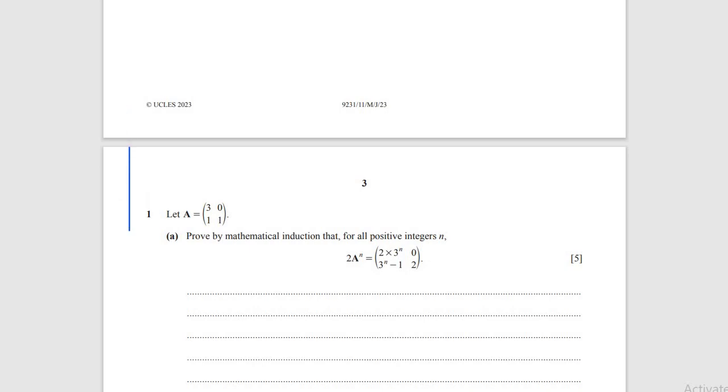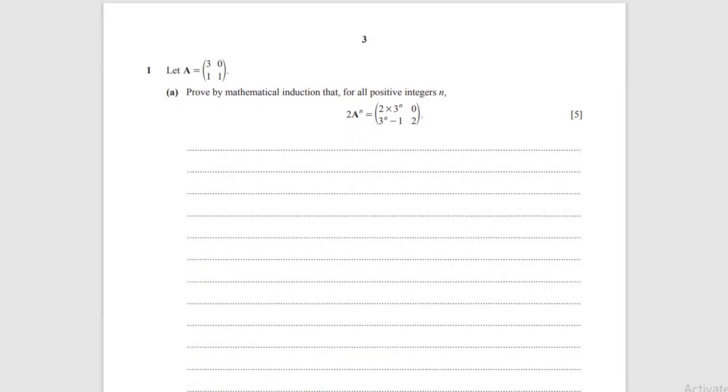The first question is mathematical induction. We are asked to prove by mathematical induction that for all positive integers n, (2A)^n is equal to the matrix with rows 2·3^n, 3^n − 1 and 0, 2. Now, this is the left hand side, and this is the right hand side.